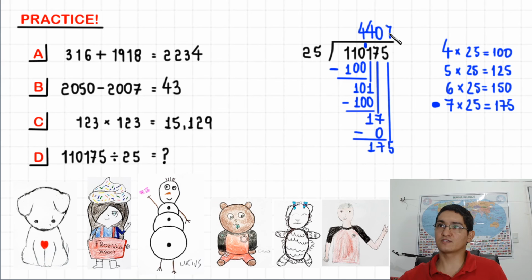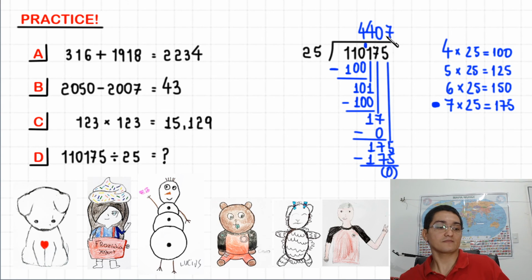I write 7 here. 7 times 25 equals 175. I do the subtraction and the remainder is 0. There are no other digits to bring down. The remainder is 0. This was an exact division. We can say that 110,175 divided by 25 equals 4,407. Let's check with Google Assistant.